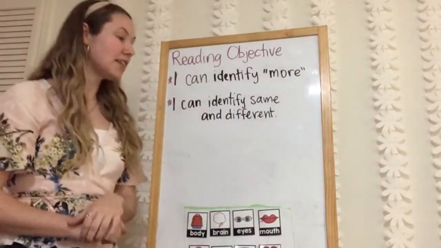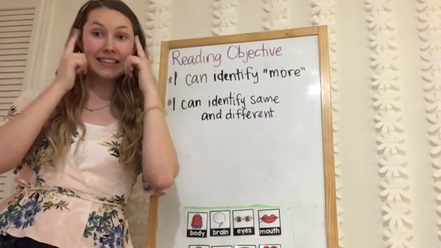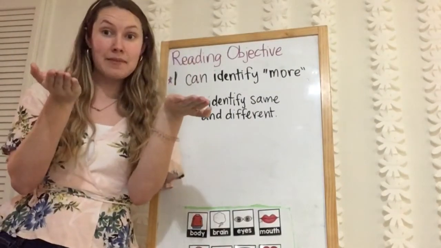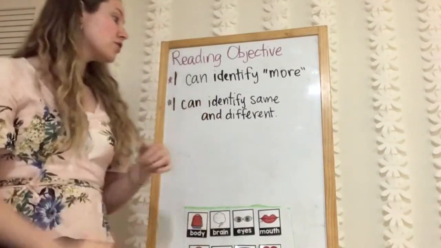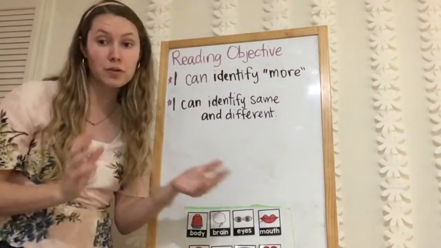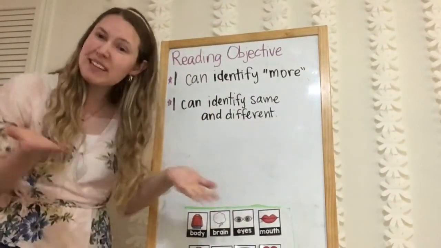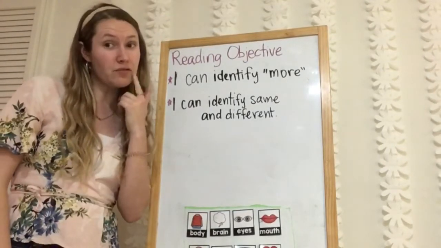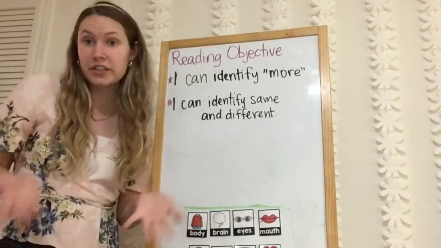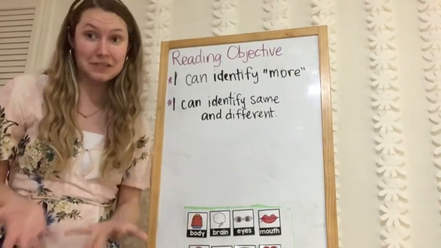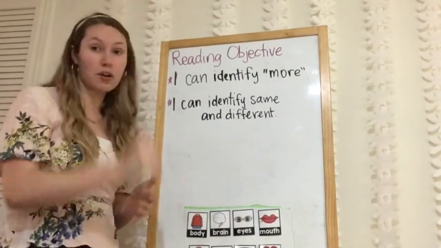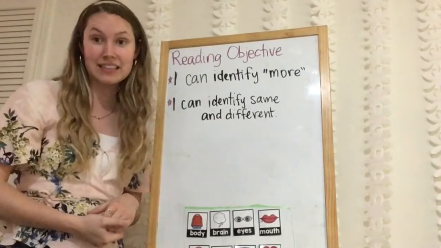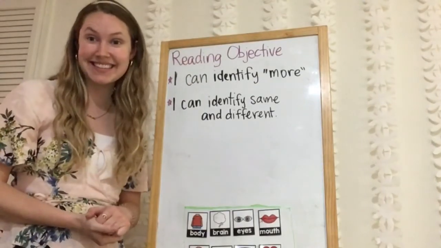Our second objective is I can identify same and different. So we're going to be looking at groups of objects and seeing what's the same about them. And then thinking, is there something different too? And finding out which thing in that group is different. So we're going to go over to the screen and begin with activity pages 5 and 6.